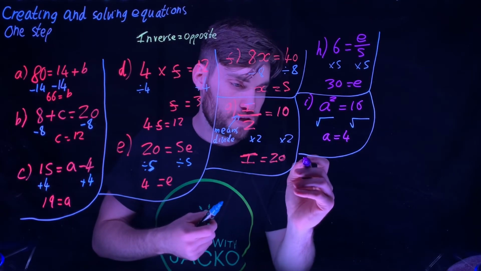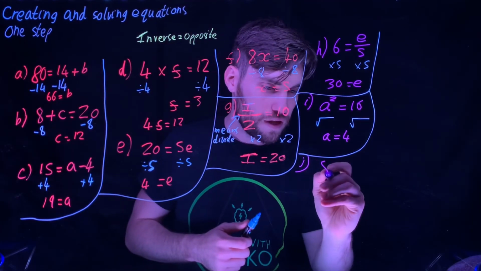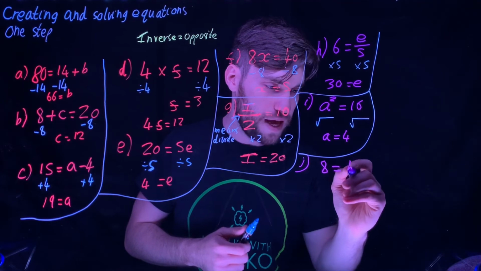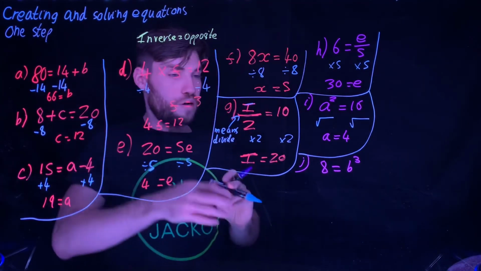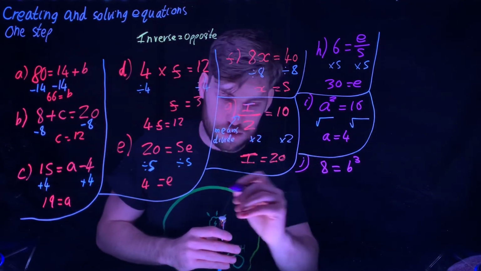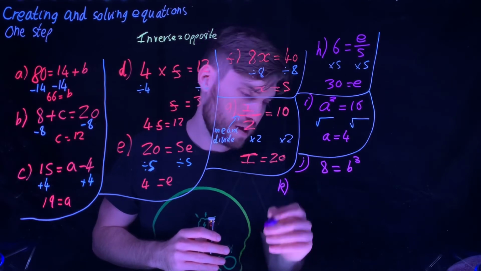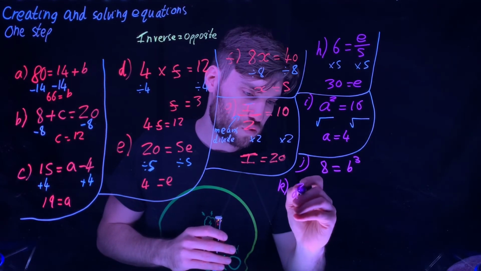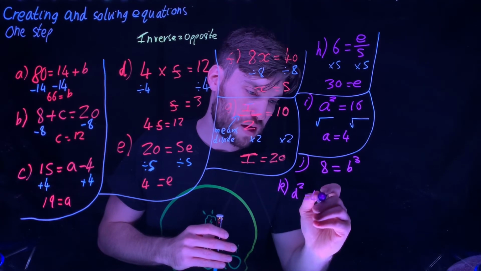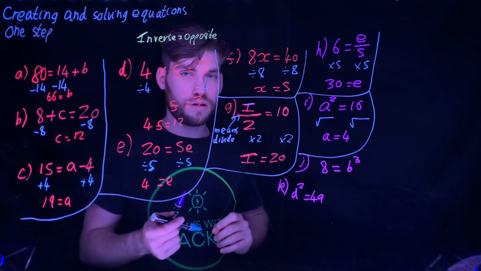So have a go at this one. Let's go for 8 equals B cubed. Let's see if anyone knows that one. Do you know what? I'll do another one like that as well. So have a go at that one. Okay, let's do D squared equals 49. Let's see who gets that one. So pause the video, have a go at those two.